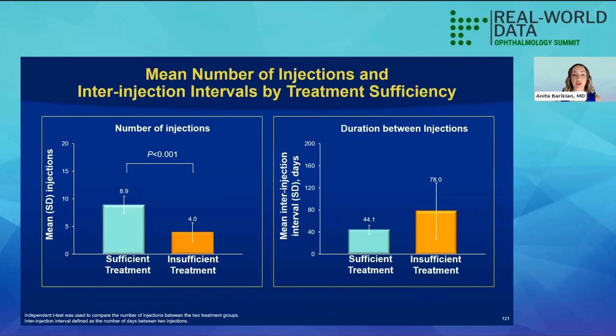So the mean number of injections was around 8.9 for the sufficiently treated group versus 4 injections for the insufficiently treated group, and the difference was significant. And the duration between injections was around 78 days for the insufficiently treated group, which was numerically greater than the sufficiently treated group.